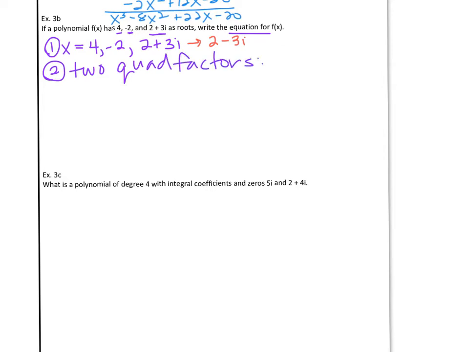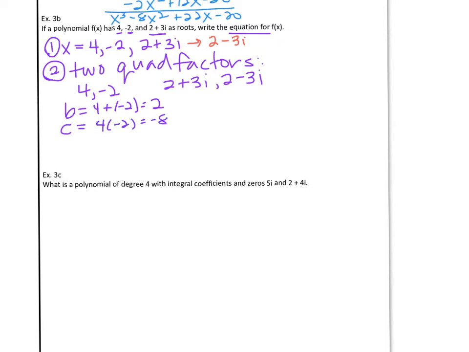Let's group our real zeros together, 4 and -2, and then we'll group our complex zeros together, 2 plus 3i and 2 minus 3i. If we find the sum and product for each, the first one's pretty easy. The sum of 4 plus -2 is 2. The product, 4 times -2, would be -8.